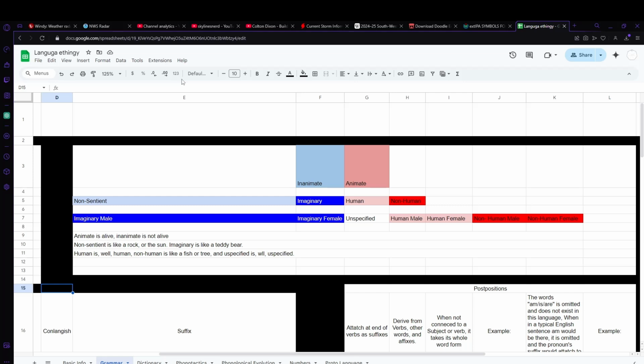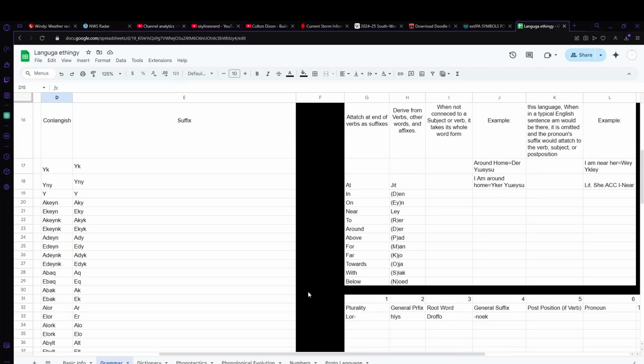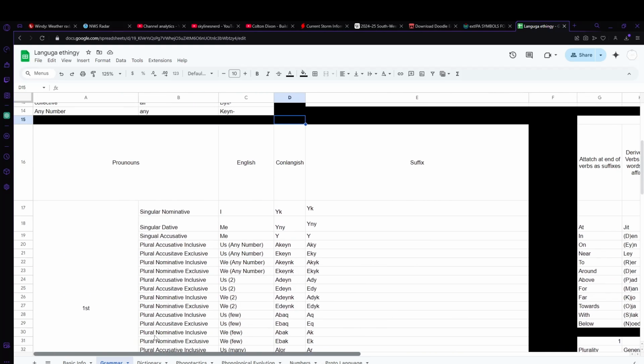So, well, to describe these, animate is alive, inanimate is not alive. Non-sentient is like a rock, imaginary is like a teddy bear, human is, well, human, and non-human is like a fish or tree, and unspecified as well. I don't know if you could guess what that is. It's unspecified. You don't know it. It's pretty obvious. Anyways, so those give way to possibly the most spectacular part of this.